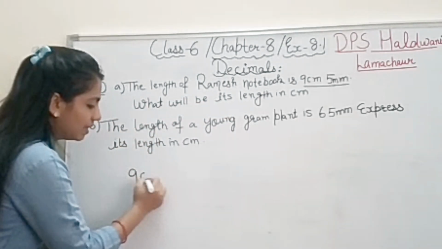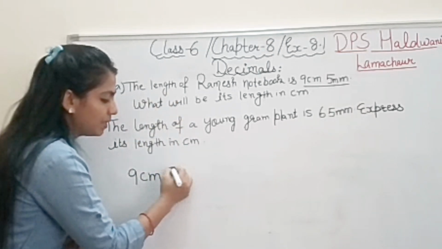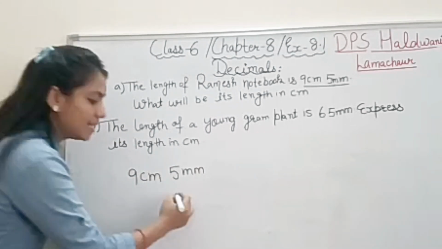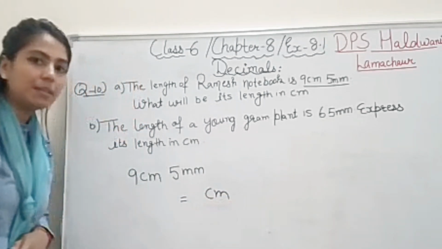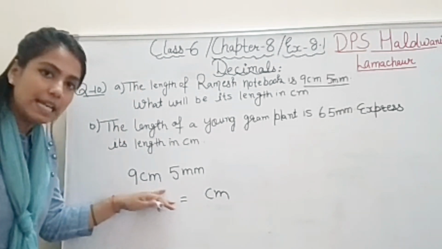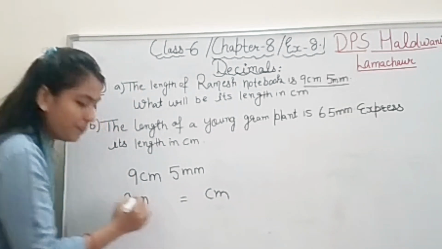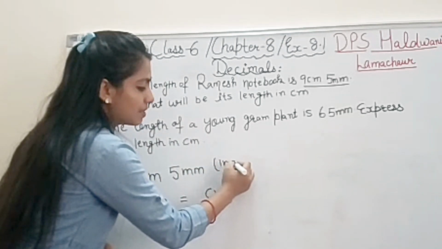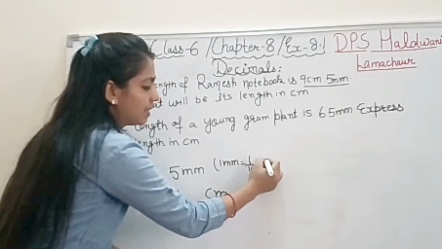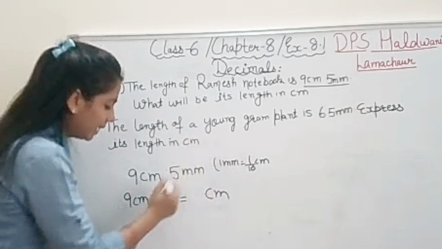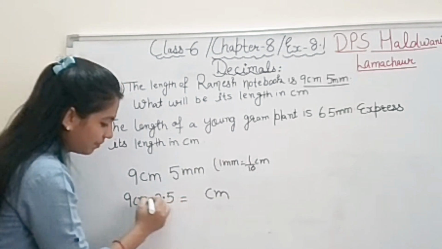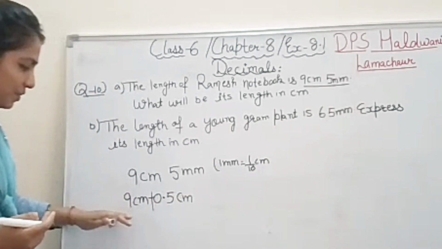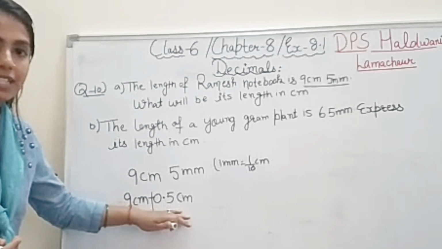It means we have the length of the notebook 9 centimeter 5 millimeter. You have to tell the whole length in centimeter only. Answer will be in centimeter. It means the term which is already in centimeter remains the same. You have to convert millimeter to centimeter, and you know 1 millimeter is equal to 1 upon 10 centimeter. So 5 millimeter is 5 upon 10, that is 0.5 centimeter. Right student? Now you have to add 9 plus 0.5.